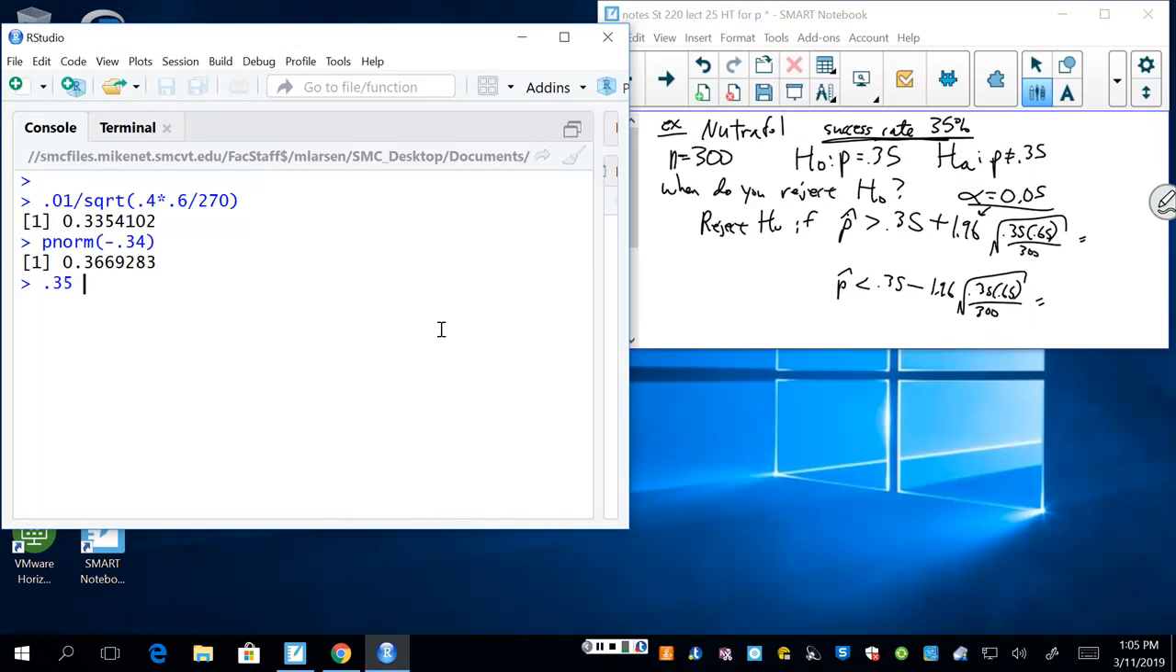So 0.35 plus 1.96 times the square root of 0.35 times 0.65 over 300. We'll reject if it's above 0.404, or, doing a two-sided test, reject if it's below 0.296. 0.404, 0.296. I can see it, right?